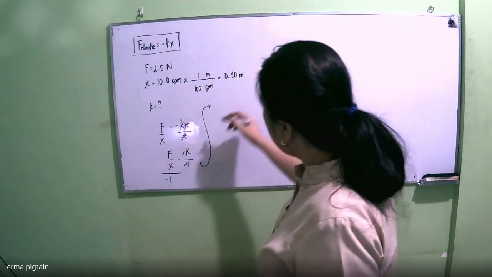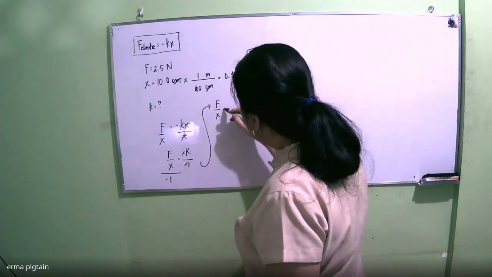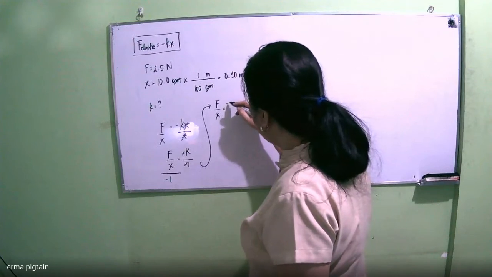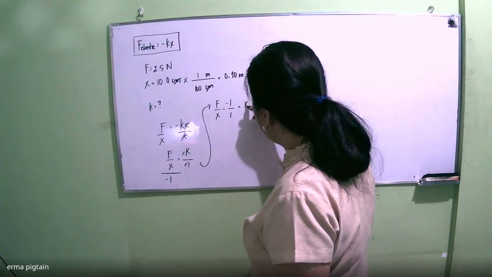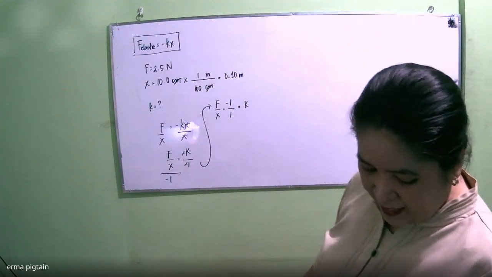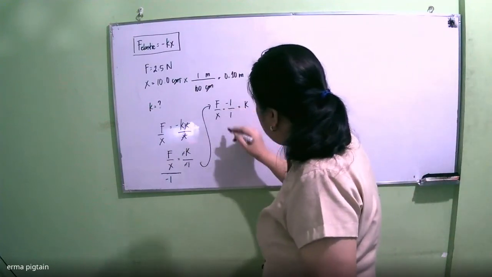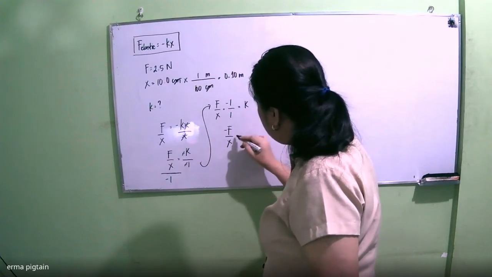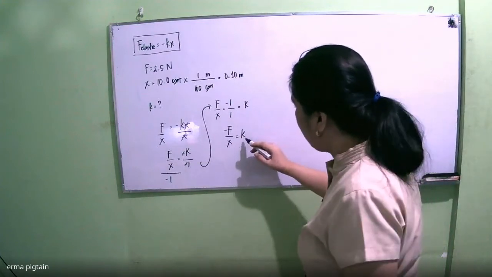So, kung titignan natin, we have now F over X. Reciprocal nyo to, negative 1 over 1 pa rin naman yan, di ba? So, we have negative 1 over 1, then we have now K. So, therefore, lalabas, negative 1 times F is negative F over 1 times X is X equal to K. Ayan. So, ito ngayon yung formula natin para makuha natin si K.